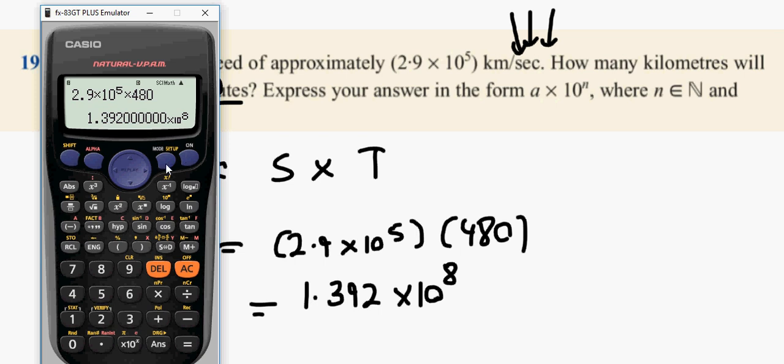Shift, Setup, Science Mode 0. And that's your answer. To get your calculator back to working normally, Shift, Setup, opposite science is normal mode. 8, 1. And then it changes it back.